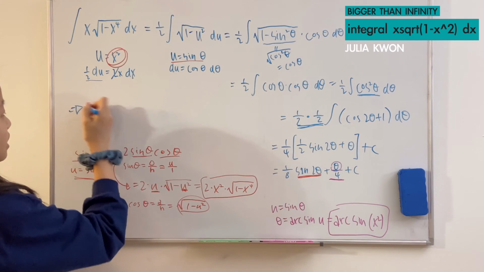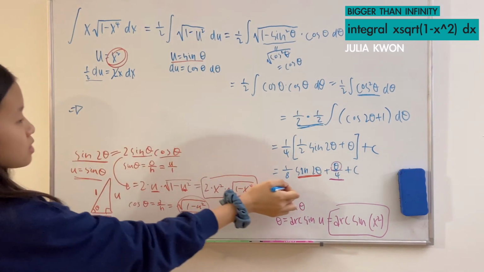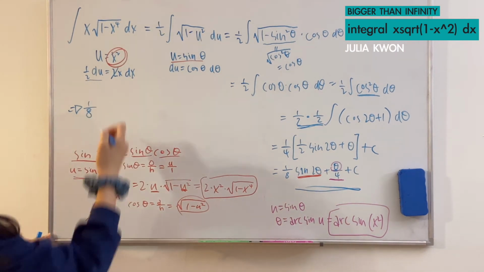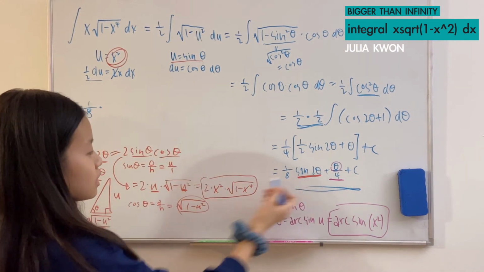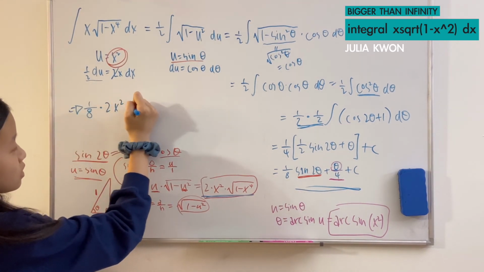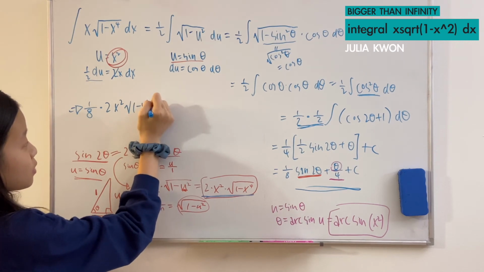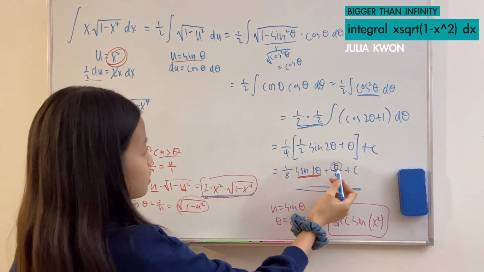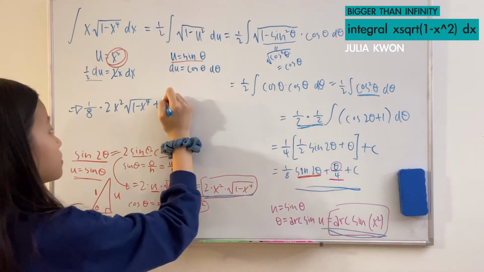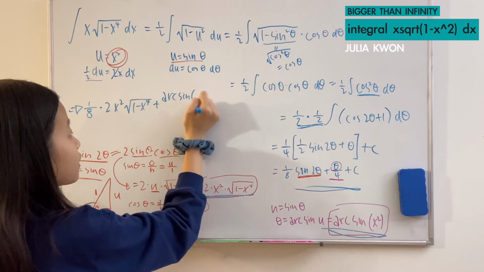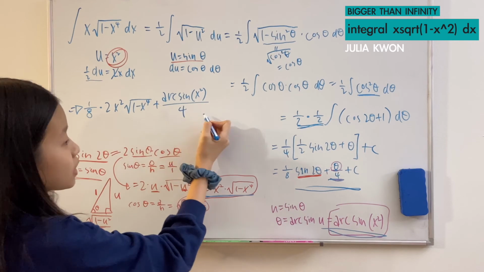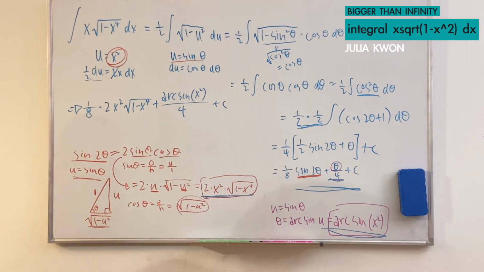So what we last had was this. 1/8 stays, times sine 2 theta, which is equal to this, 2 times x squared times the square root of 1 minus x to the power 4. And the theta is equal to arcsine of x to the power of 2, over 4, and lastly plus c.